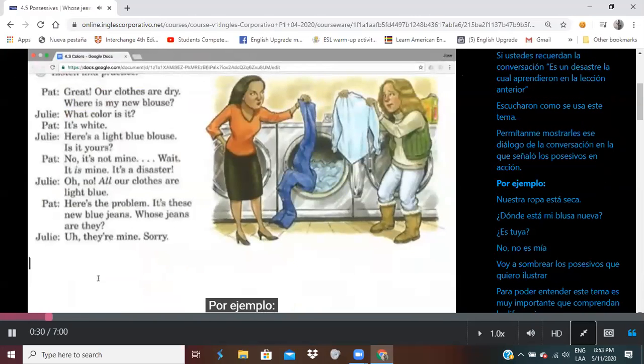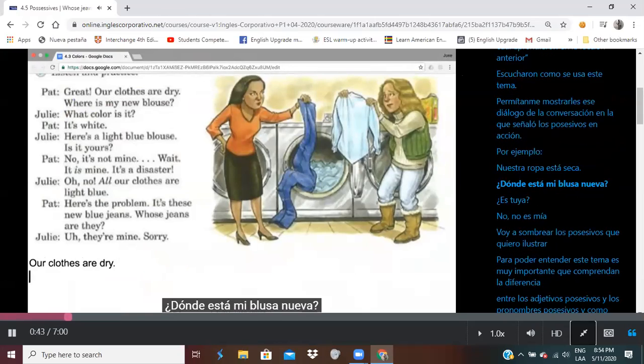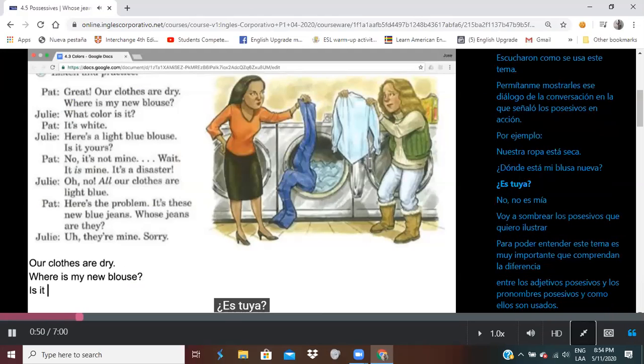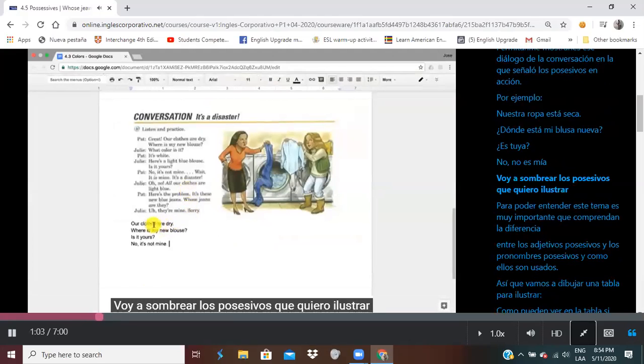For example, if you notice the conversation, our clothes are dry. Where is my new blouse? Is it yours? No, it's not mine. I'm going to go ahead and grade those possessives that I want to emphasize on.